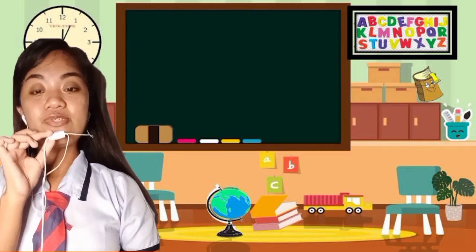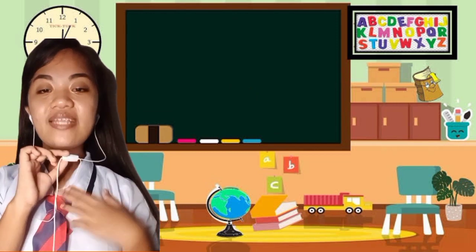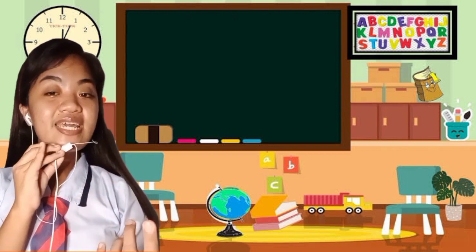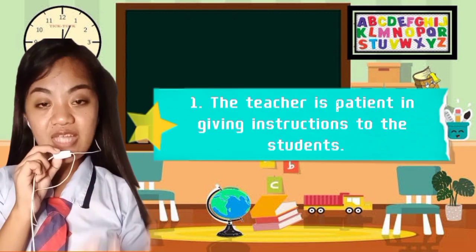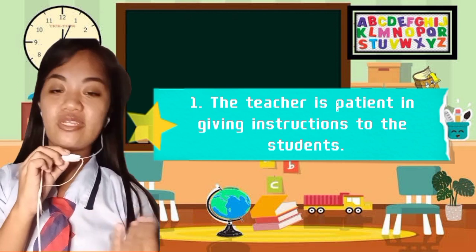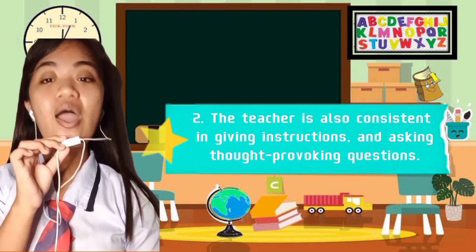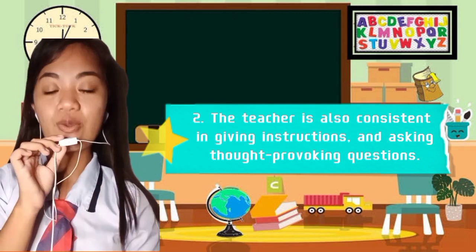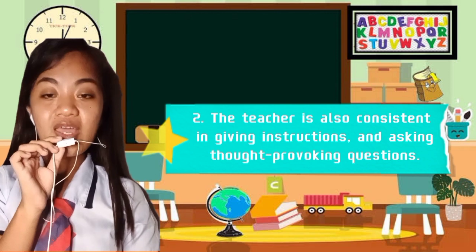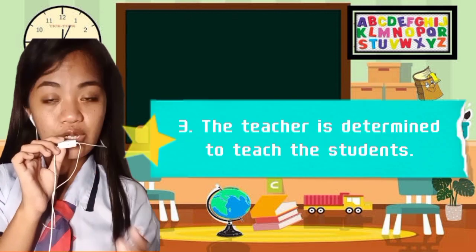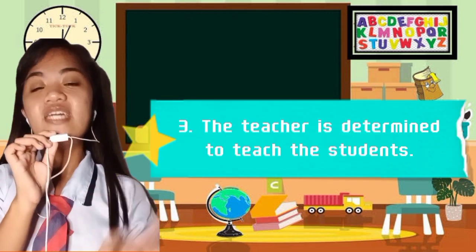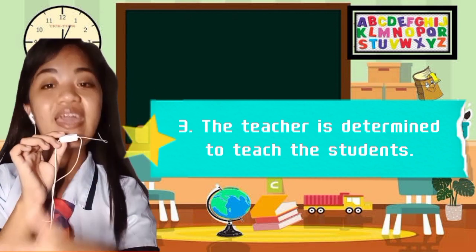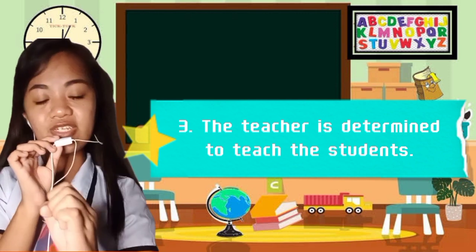We can also observe in the video that the teacher has the golden virtues. The first is the teacher is patient in giving instructions to the students. The teacher is also consistent in giving instructions and asking thought-provoking questions to the students. And lastly, the teacher is also determined to teach the students. She is consistently reassuring that her students are listening, participating, and learning something from her discussions.